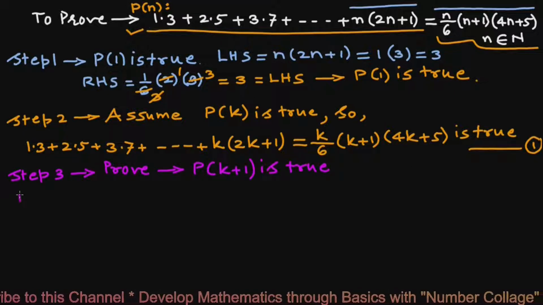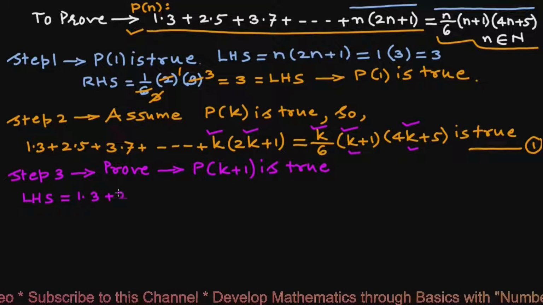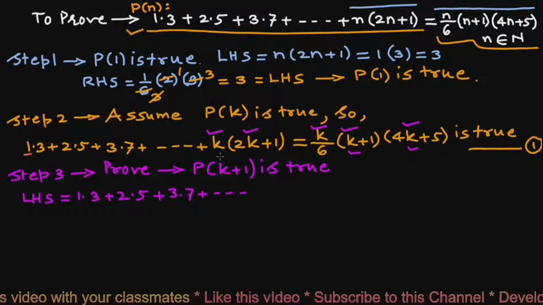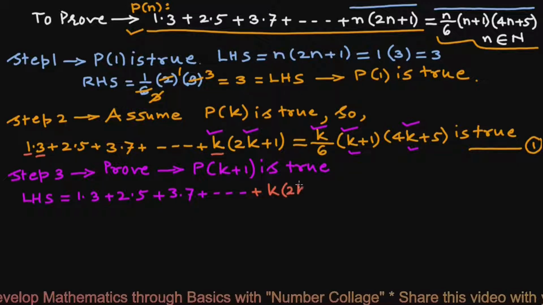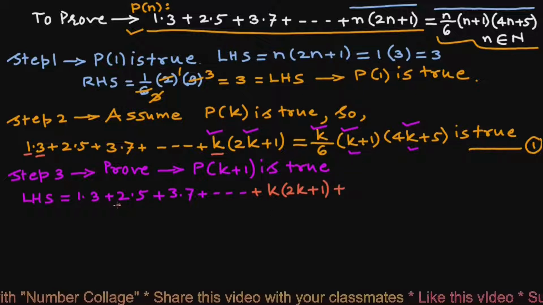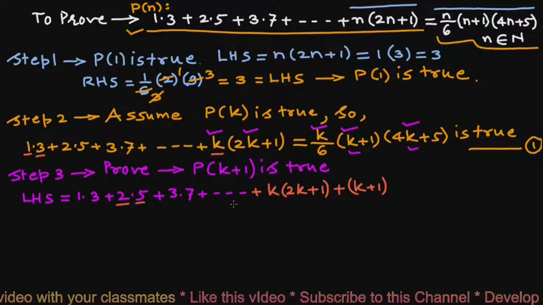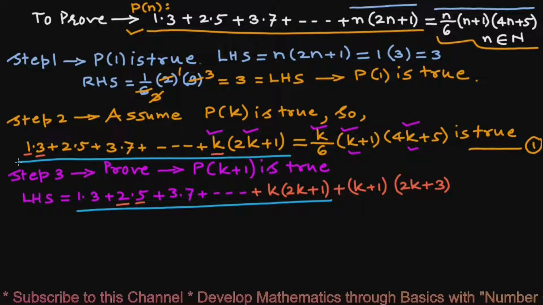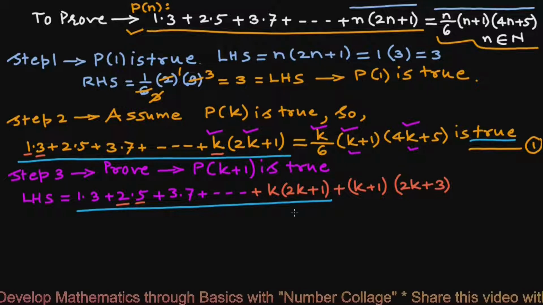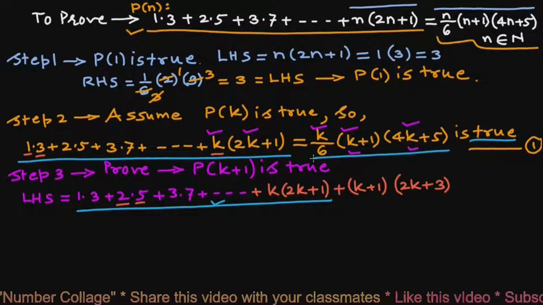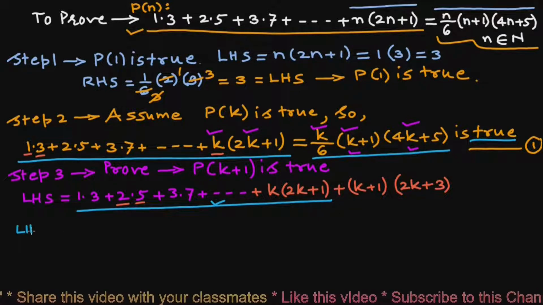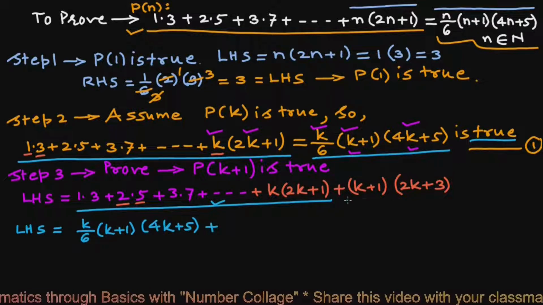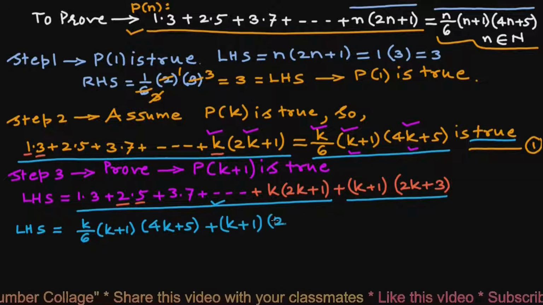So here in LHS, 1 into 3 plus 2 into 5 plus 3 into 7 plus so on and so forth. Now when this 1 is k, this 3 will be 2k plus 1. Similarly, when this 2 is k plus 1, this 5 will be 2k plus 3. Now this part, which is same as this part, is assumed to be true. So therefore for this part we will write this part. So LHS will be k by 6 into k plus 1 into 4k plus 5 plus, now we will write this part, which is k plus 1 into 2k plus 3.